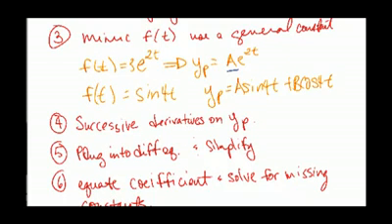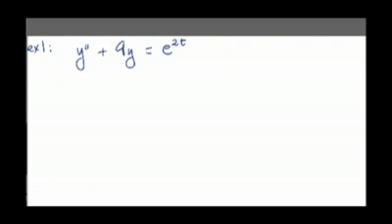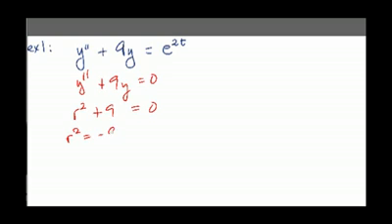Okay, so take the derivatives, plug in, simplify, equate the coefficients. So let's look at this example here. If we were to look at y double prime plus 9y equals 0, we get r squared plus 9 equals 0, so r squared equals negative 9, r equals plus or minus 3i. If you remember, it's alpha plus beta i, so alpha is 0 and beta is 3.